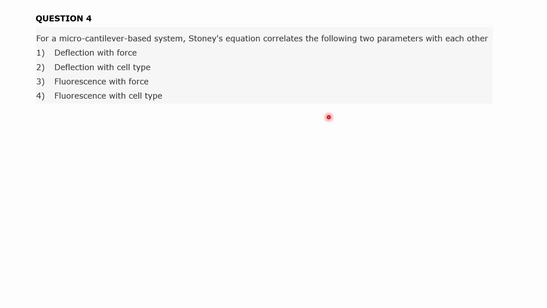Coming on to question number 4. For a micro cantilever based system, Stoney's equation correlates the following two parameters with each other: deflection with force, deflection with cell type, fluorescence with force, fluorescence with cell type. Which might be the answer? Option 1. Option 1. Any other option? Yeah. So basically the answer is you are right, deflection with force.